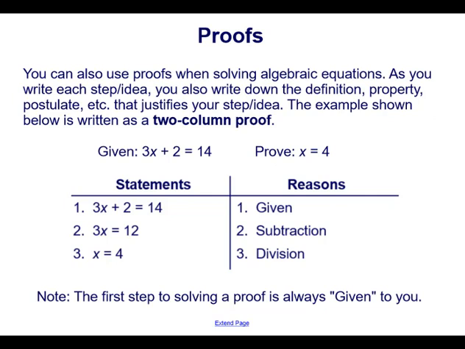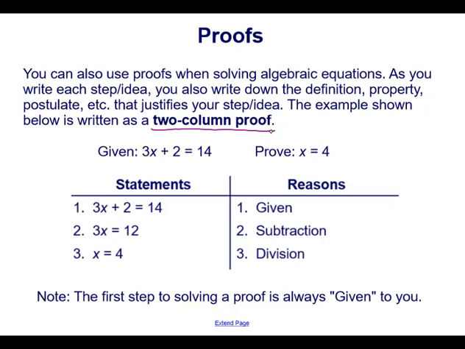You can also use proofs when solving algebraic equations. As you write each step or idea, you also write down the definition, property, postulate, etc. that justifies your step or idea. The example shown below is written as a 2-column proof, and this is the type of proof that we'll be working with when we look at our examples.